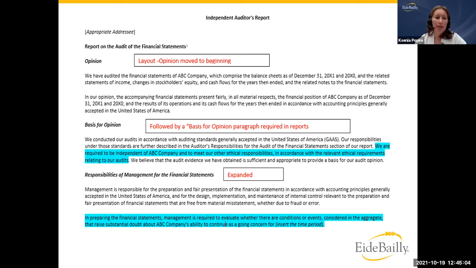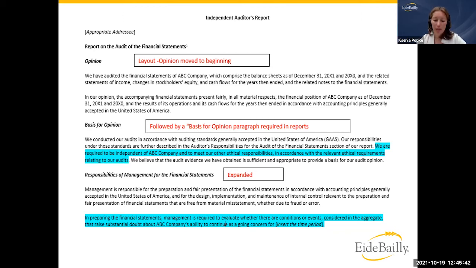As I mentioned, the opinion will be the first paragraph on the first page of the report. Basis for opinion changes a little bit as well, and the responsibilities of management. So the item here that was added, you can see it on the bottom of the page, that talks about the going concern. In preparing the financial statements, management is required to evaluate whether there are conditions or events considered in the aggregate that raise substantial doubt about the organization's ability to continue as a going concern for the specific time period.